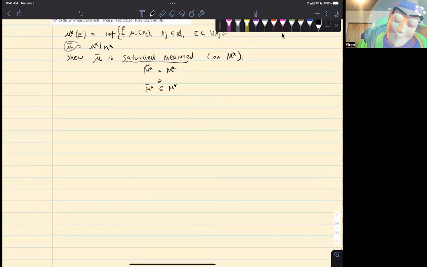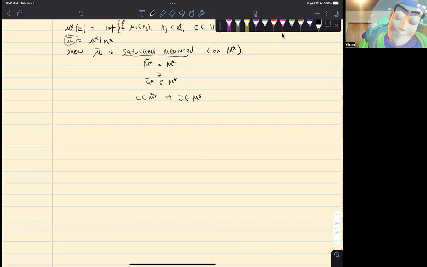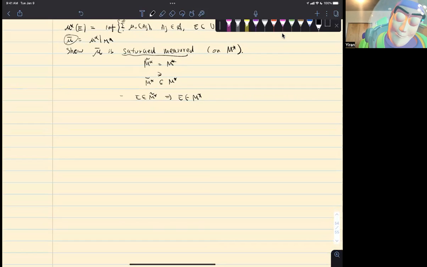M star. Okay, so if we pick E from M star tilde, then we want to show that E is in M star, right? So what I'm doing here is not only reading the problem, but also translating the task into an easier one, which is equivalent to the original problem. So our goal is to show this, the last line here, right?